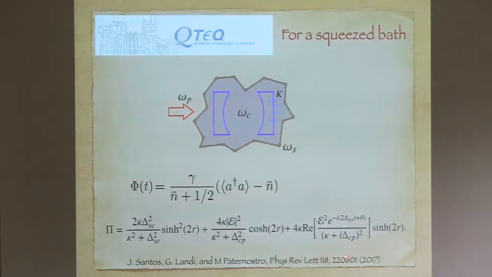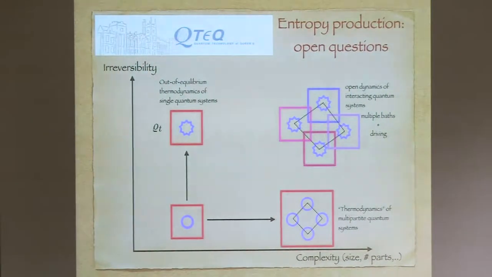But there are nice considerations. You can work out the entropy production rate, and the cavity is also pumped from outside by a field that has an amplitude E. So what you find is that there are two contributions to this entropy production. One is strictly related to the fact that you have a driven system, natural, but one is independent of the driving force and is linked directly to the degree of squeezing, so to the fact that your bath is not an equilibrium bath at all. So this framework allows you to identify the various contributions to the entropy production.